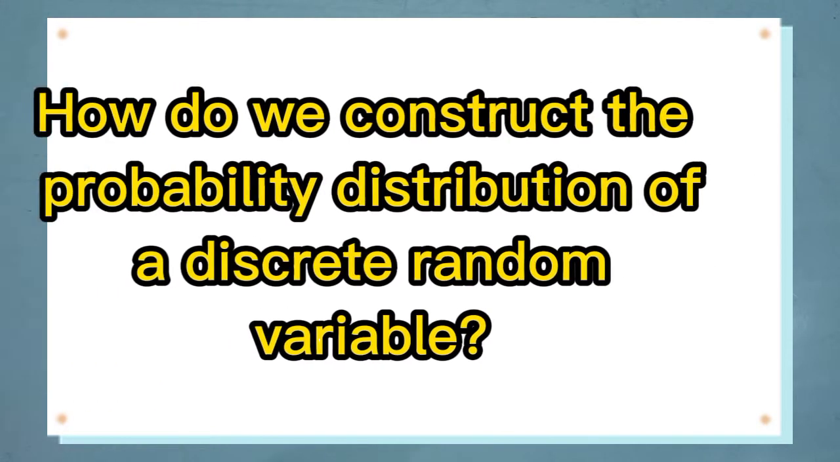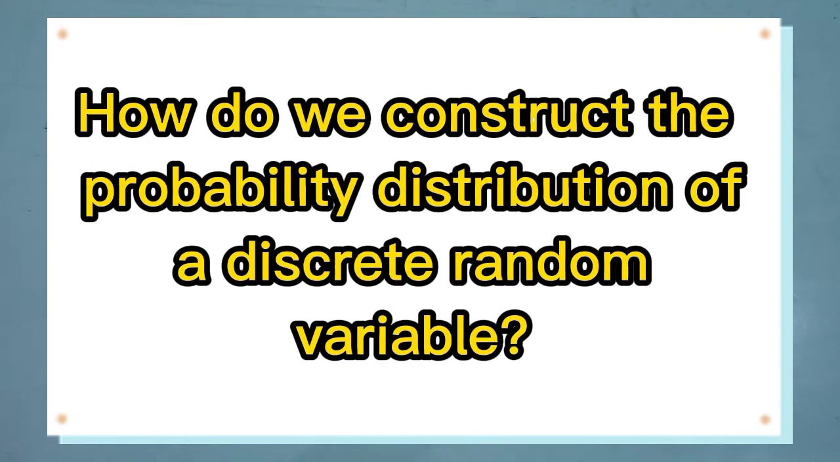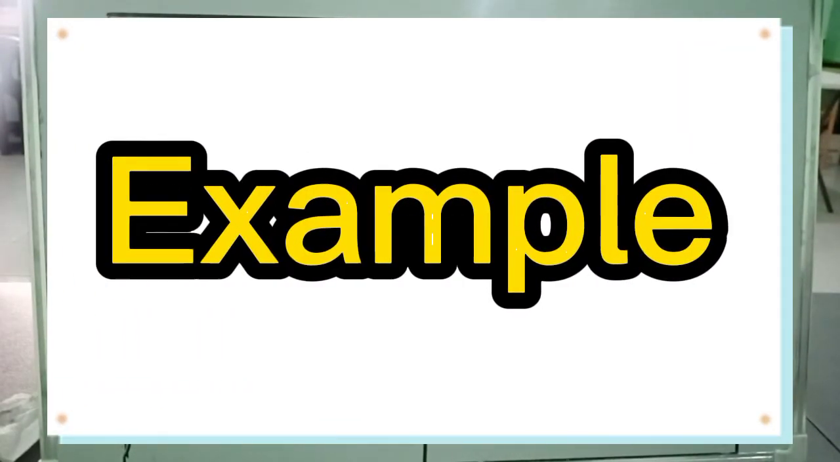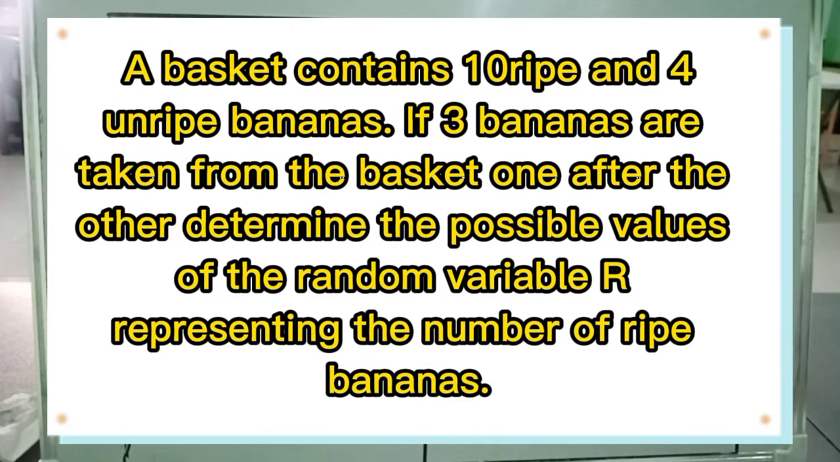So now, how do we construct the probability distribution of a discrete random variable? Class, let us use this example. A basket contains 10 ripe and 4 unripe bananas. If 3 bananas are taken from the basket, one after the other, let us determine the possible values of the random variable R, representing the number of ripe bananas.